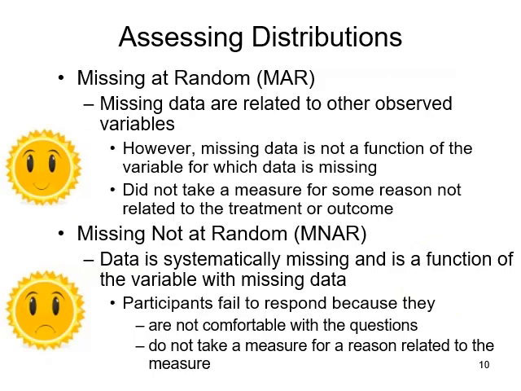There are other conditions we can find ourselves in. We can find ourselves at missing at random, MAR. So missing data are related to other observed variables. However, the missing data is not a function of the variable for which the data is missing. Did not take a measure for some reason not related to the treatment or outcome.